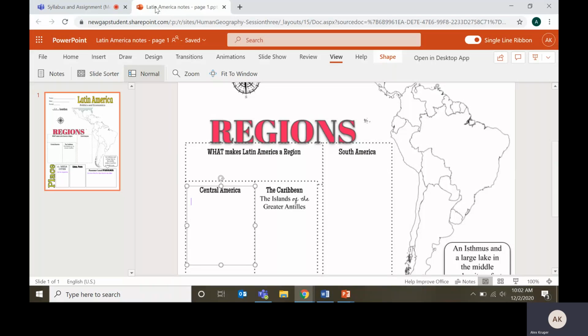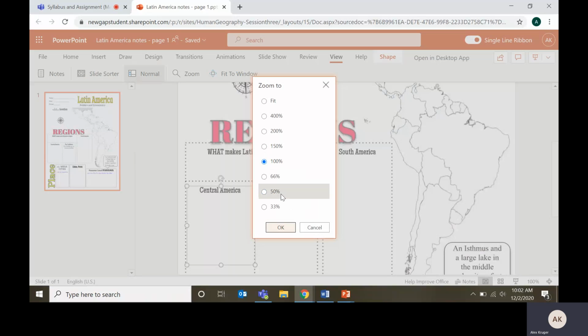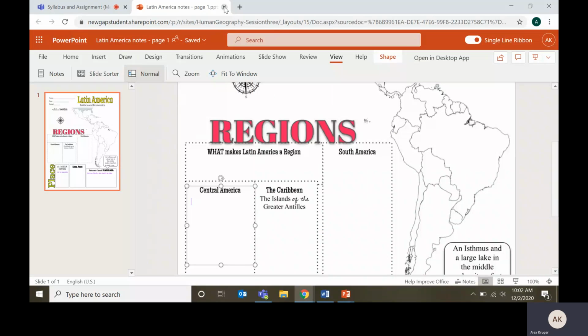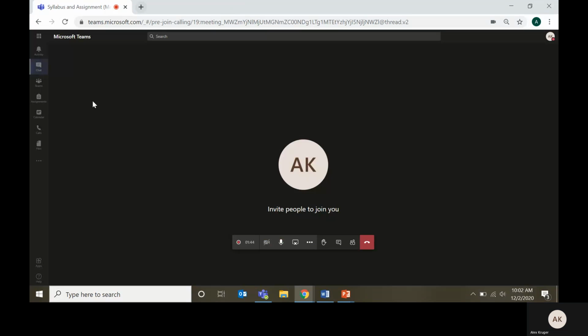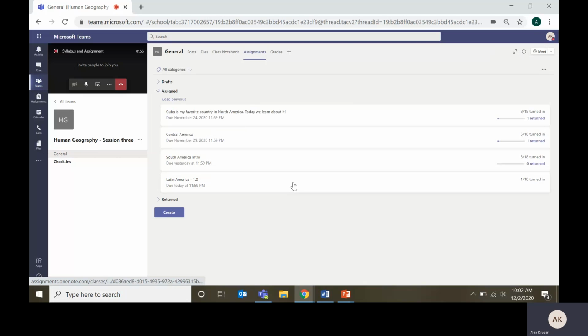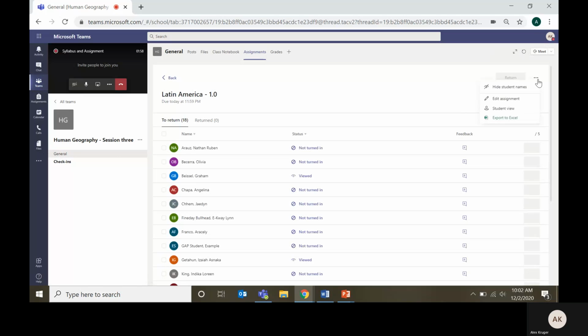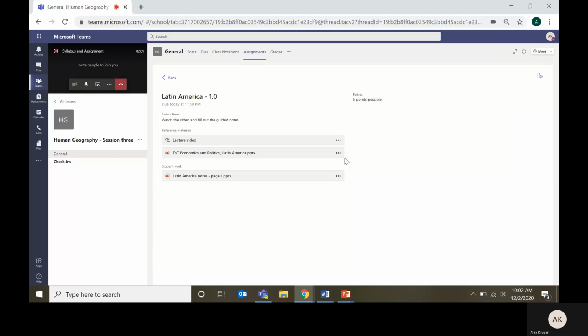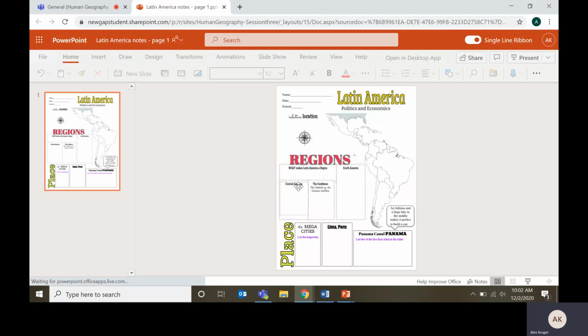Okay, so first things first. I'm going to show you all how to zoom in on those notes that we did yesterday. So you would open it in PowerPoint online, and you would get it, and it would look very small like this.